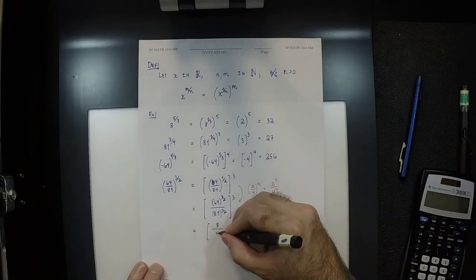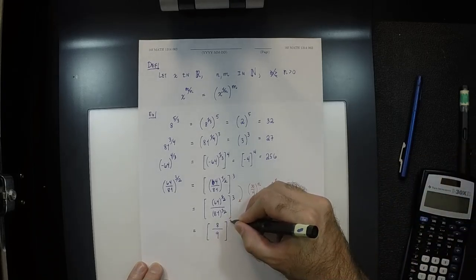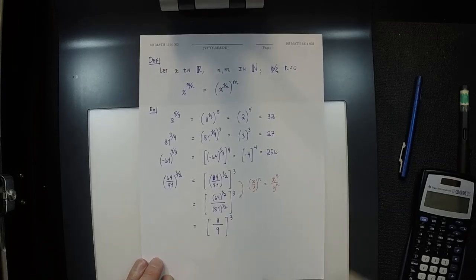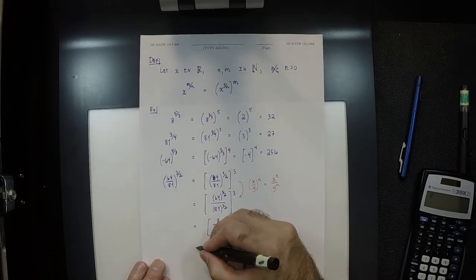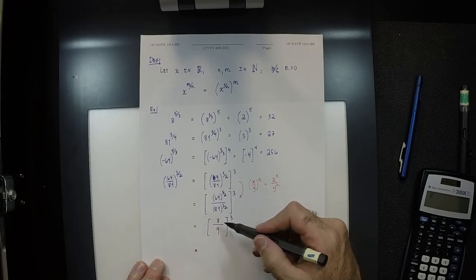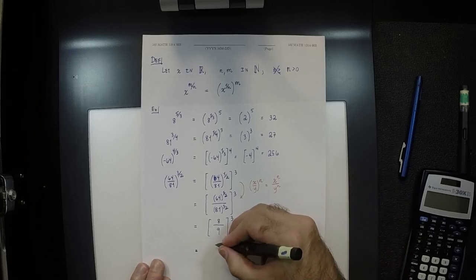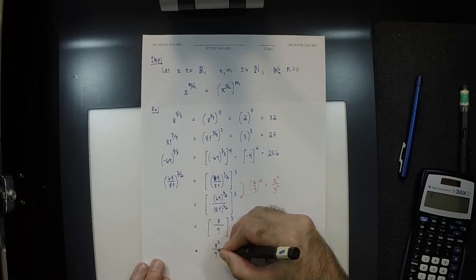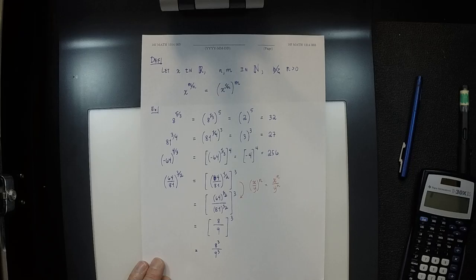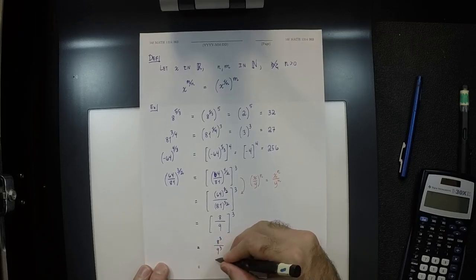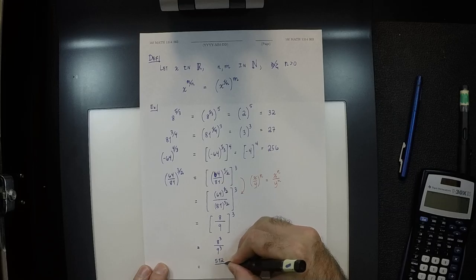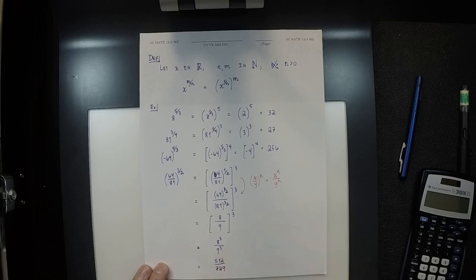So what is 64 to exponent 1/2? 8, because that's the square root. So that'd be 8. And then the square root of 81? 9. And then cubed. Now, what does this cube do? Yes, you can do it as 8 over 9 times 8 over 9 times 8 over 9. That would be fine. But I'm going to do it differently. I'm going to distribute the cube in so that I get 8 cubed over 9 cubed. 512 over 729. Very good.